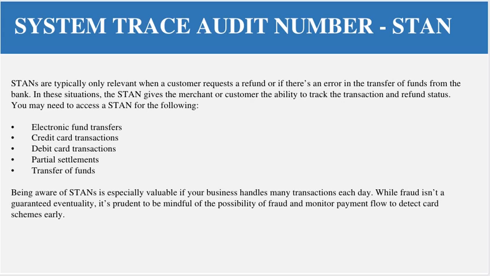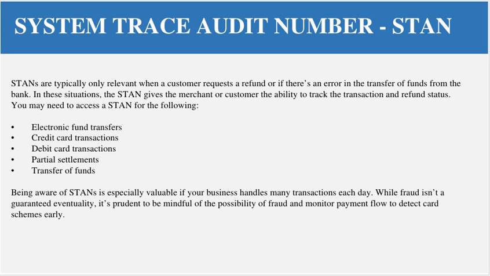So basically, friends, a system trace audit number or STAN is a unique 6-digit identifier assigned by the cardholder bank, and it is used to trace the transaction. Normally, in the case of a refund transaction, a missing transaction, or any dispute in the transaction, we use this STAN to identify and trace the transaction. Here remember that in a day there are hundreds and thousands of transactions performed in a bank.